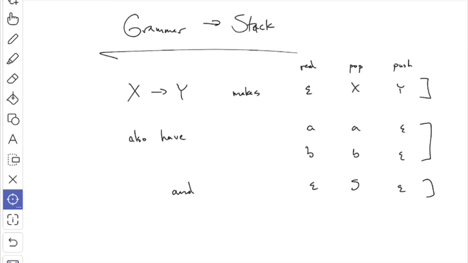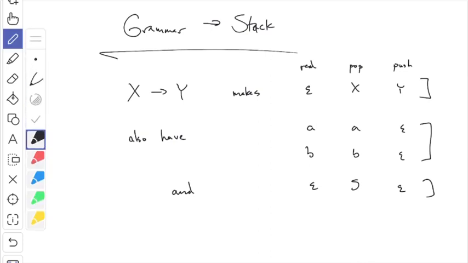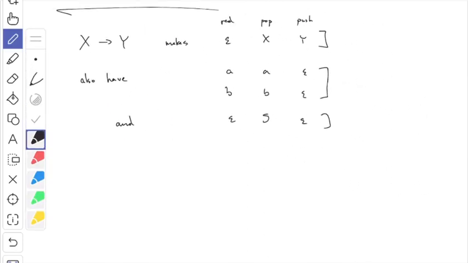All right, so for example, as a simple example here, we did one at the end last time. I'm just trying to refresh our memory. So something like S goes to ASB or epsilon. This is the grammar for A to the N, B to the N, in case you care. How would I turn that into a stack machine, according to this construction?